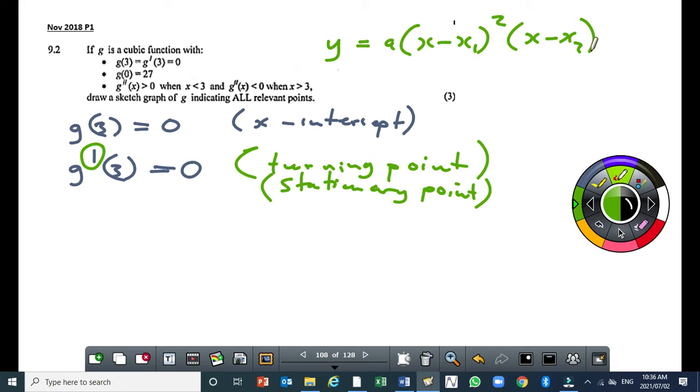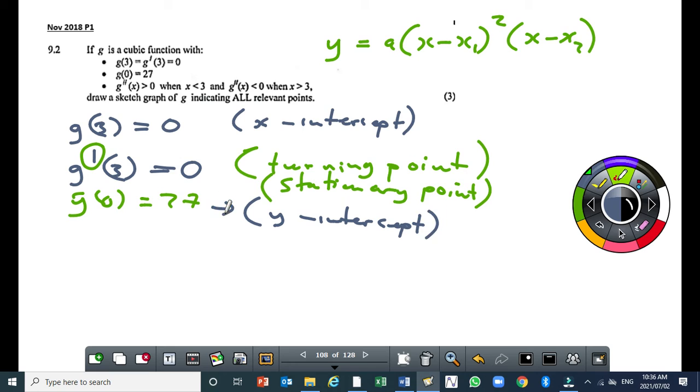Then g(0) equal to 27. What does that mean? So g(0) equal to 27. This is a y-intercept. That's a y-intercept.